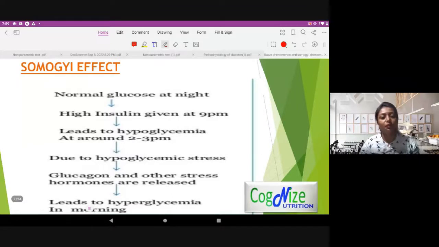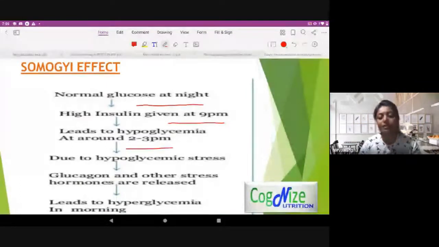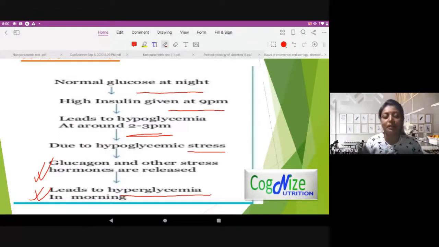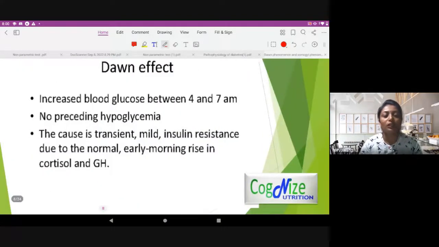Now, in the Somogyi effect, what we have learned as a whole is that generally the glucose levels are going to be right, and the high insulin which we are suspecting is being given to the individual is at around 9 p.m. So around 9 p.m. we are experiencing the high insulin dosage. Around 2 to 3 a.m. we see that the hypoglycemic conditions will develop, right? And this hypoglycemia is generating stress. And this stress is releasing hormones like glucagon, cortisol, epinephrine, norepinephrine. And that is how ultimately your body ends up in the stage of hyperglycemic condition in the morning, right? So this is the general pathway that happens for the Somogyi effect.